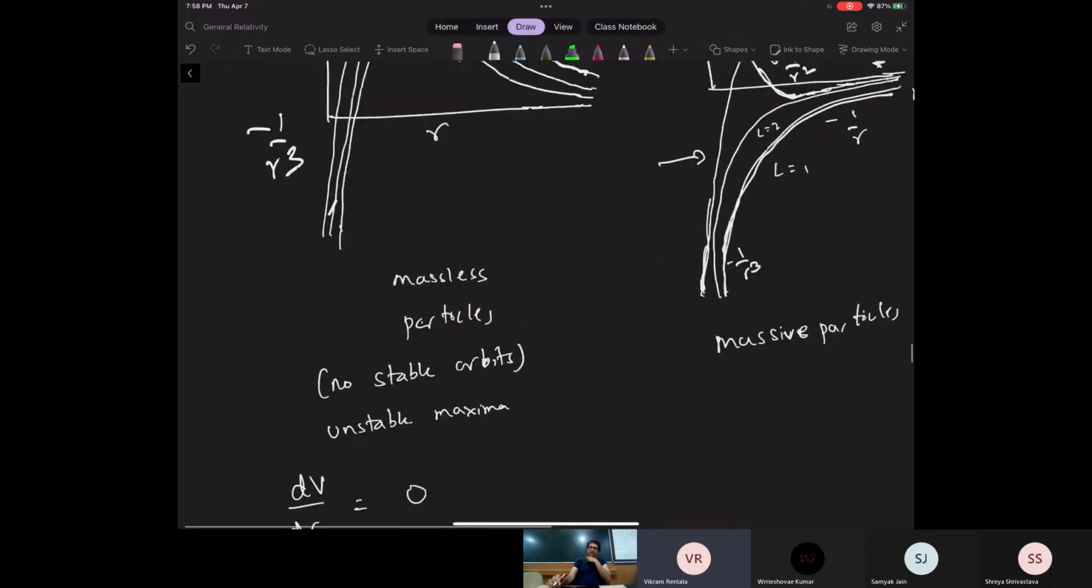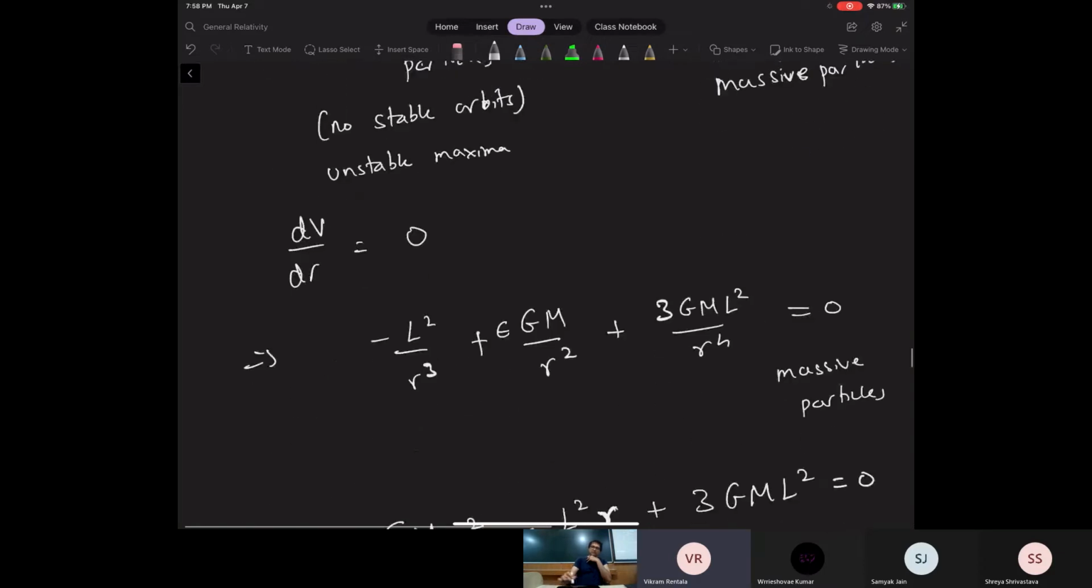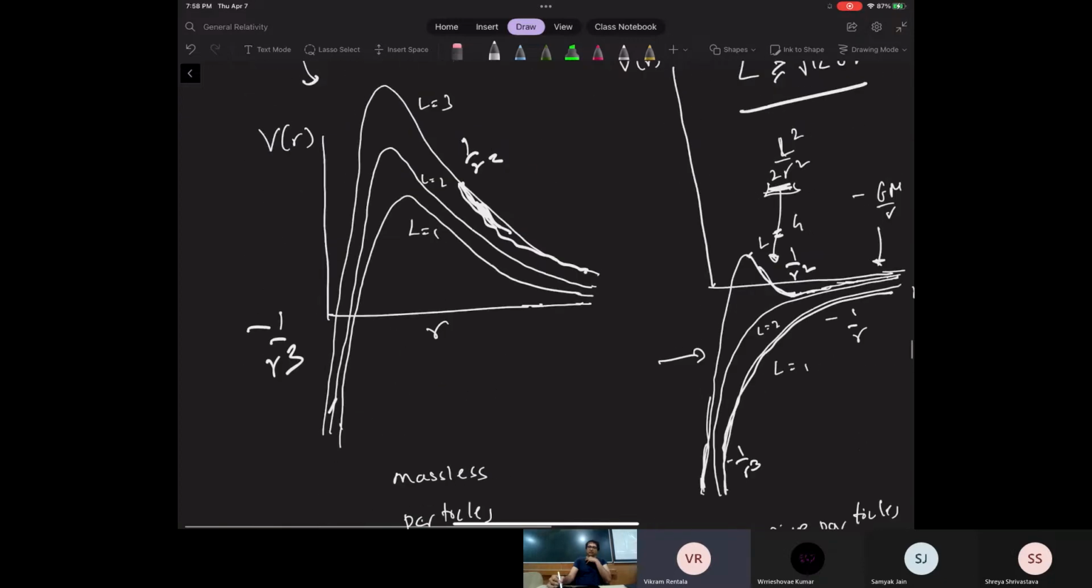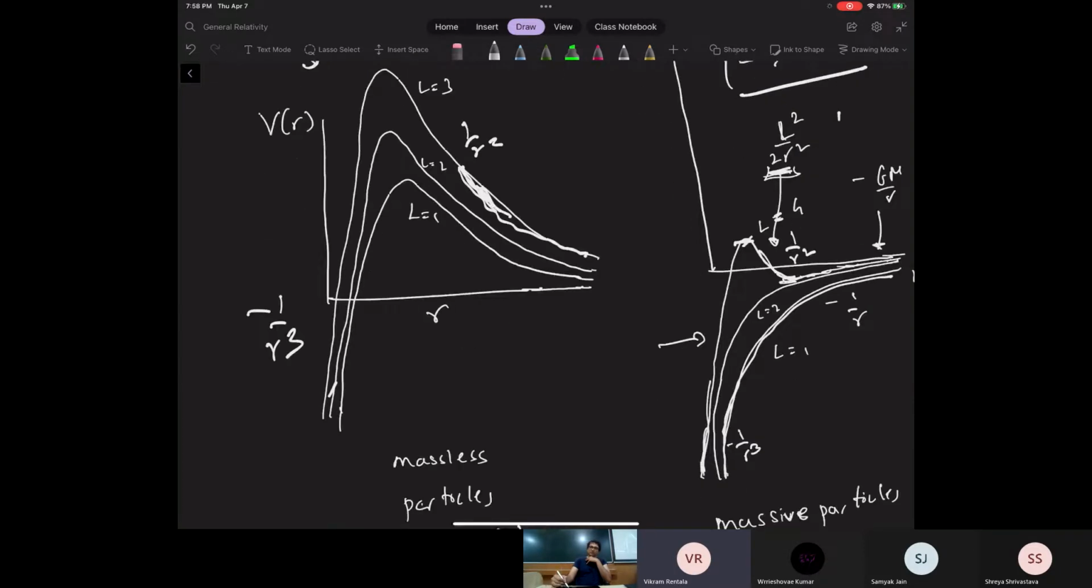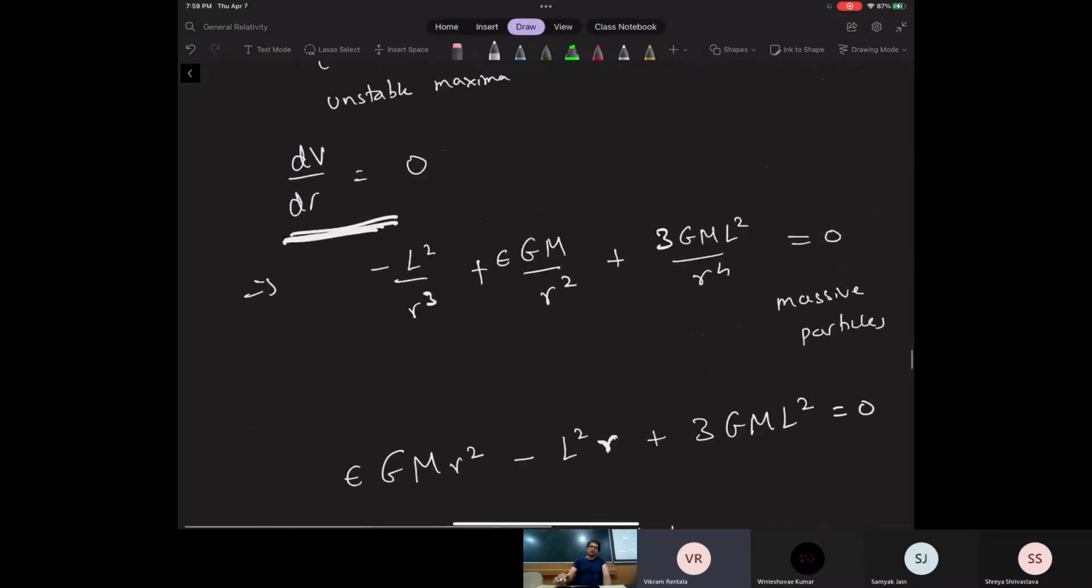Okay, so let's see how this 1 by root 12 comes about. Let's take our full potential and try to locate the extrema of this potential. Basically what we're going to argue is that if L is greater than root 12 GM, you will have a maxima and a minima of the potential. If L is less than root 12 GM, then you will not have a maxima or a minima. The maxima and minima will only be at infinity or at 0. There will be no maxima or minima in between. So let's work that out.